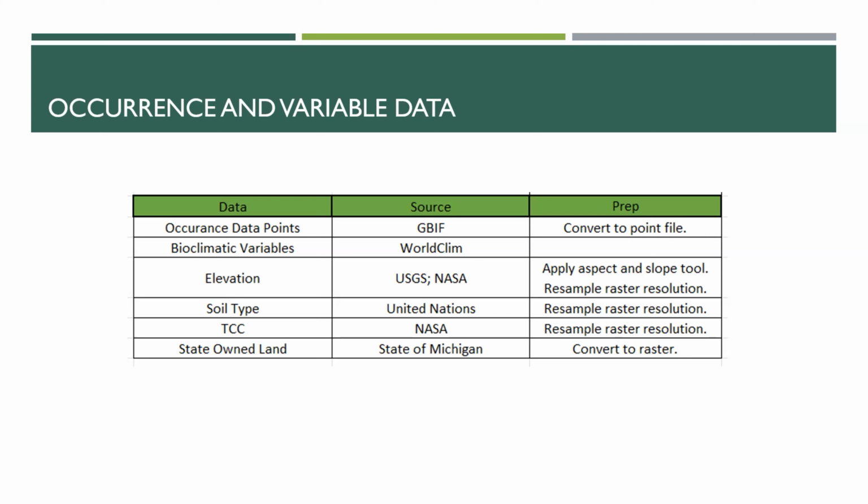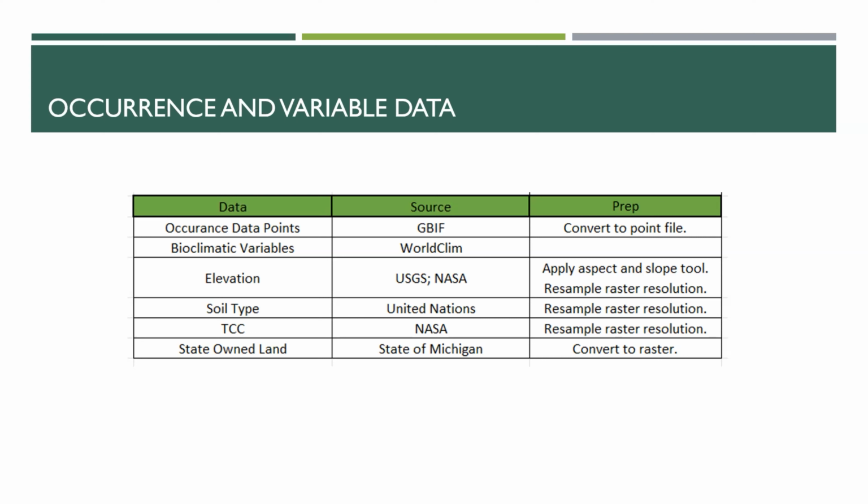Bioclimatic variables of temperature and precipitation will be obtained from WorldClim, both present and future data sets. Future climate data is available from WorldClim in 20-year increments out to the year 2100. The future data sets that will be used here will be from 2041 to 2060, 2061 to 2080, and 2081 to 2100.